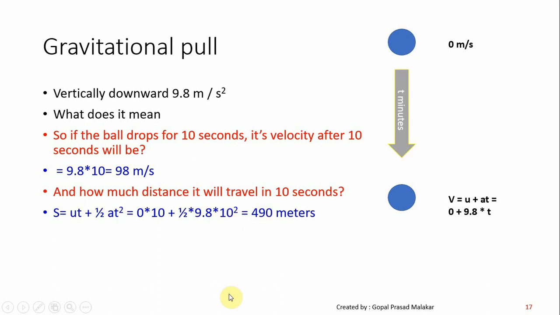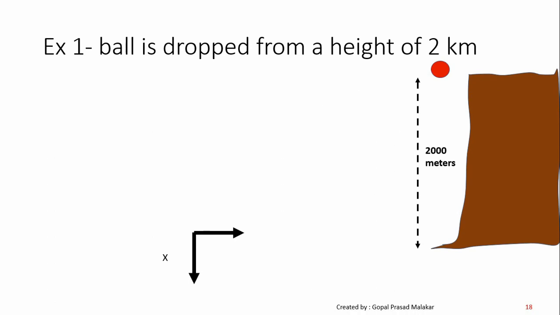Now apply common sense. The initial velocity was 0, the final velocity is 98 in 10 seconds. So obviously on average it has traveled by 49 meter per second. In 10 seconds, 49 into 10, 490. So it makes intuitive sense. Now let's do some cases which will give you even more clarity.